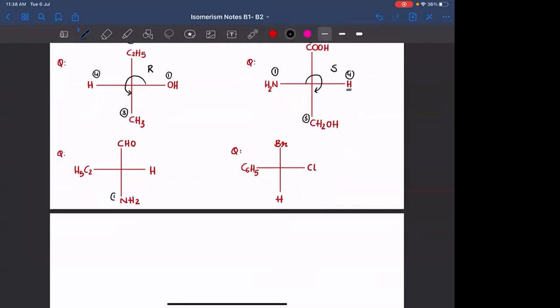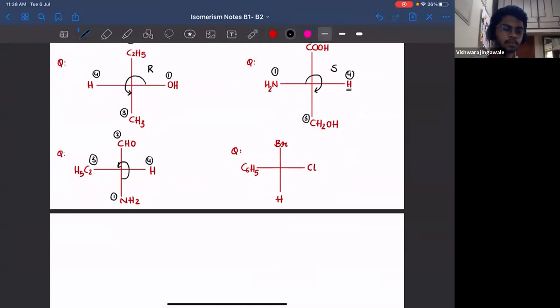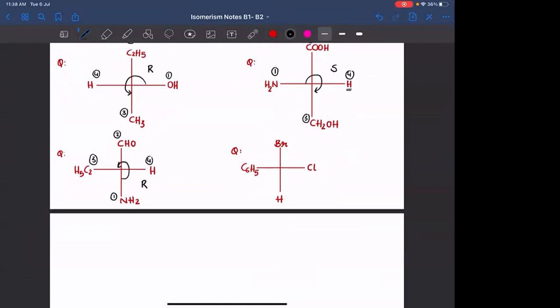NH2 first priority, CHO second priority, third, and fourth. 1, 2, 3. You are rotating it in anti-clockwise sense. You are expecting that to be S, but the lowest priority is on the horizontal line. So what will you write? R. The configuration is R.